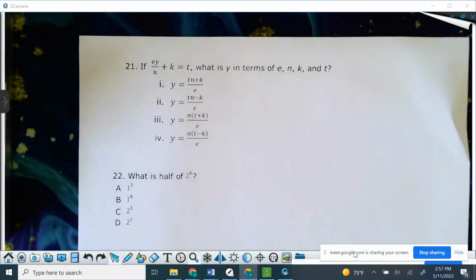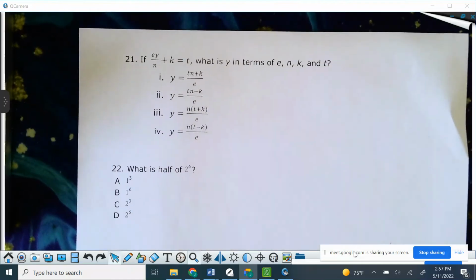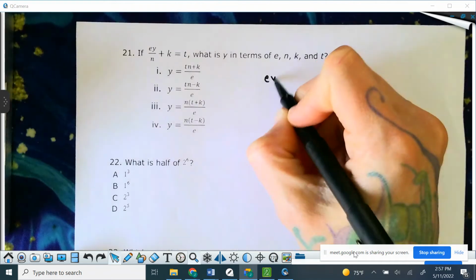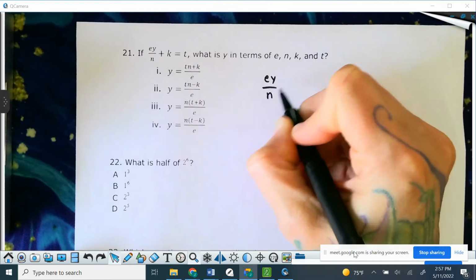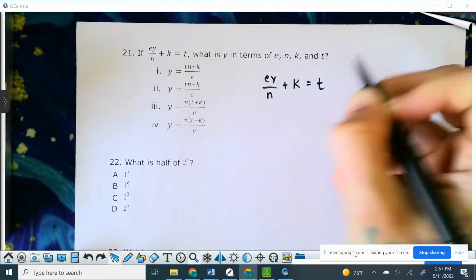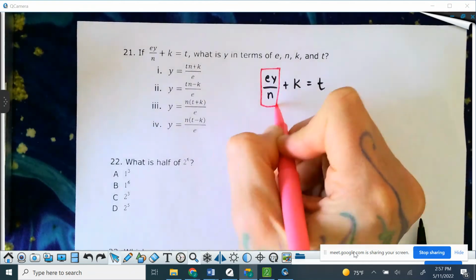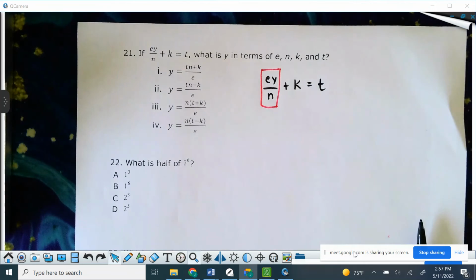If EY over N plus K equals T, what is Y in terms of E, N, K, and T? So we're going to put it in Y equals form. This one is a hot mess. If you were dazed and confused a moment ago and you're not writing anything down, write this down. It is not terrible. It is lengthy. So ideally, we are trying to get this guy. We're shooting for that Y that's up in the top right now.